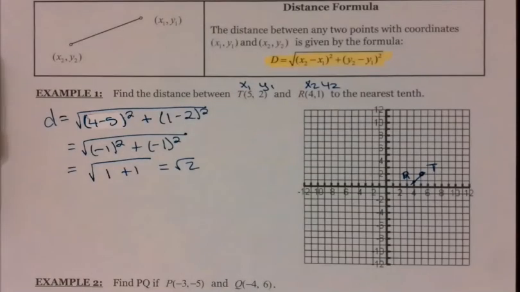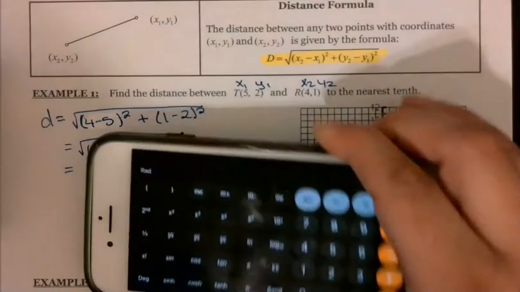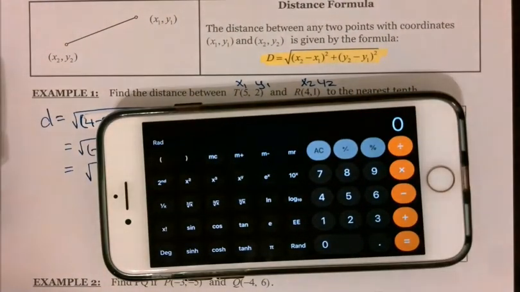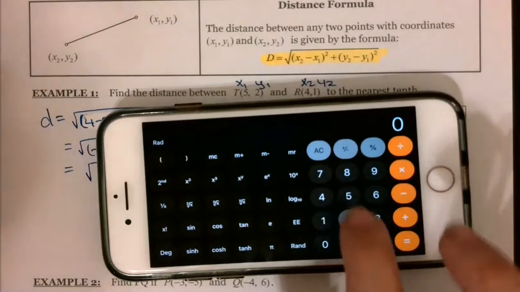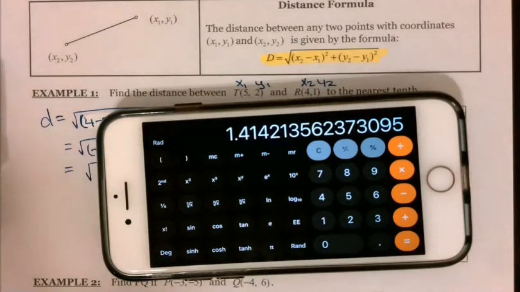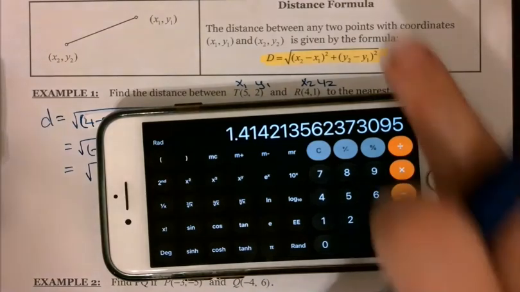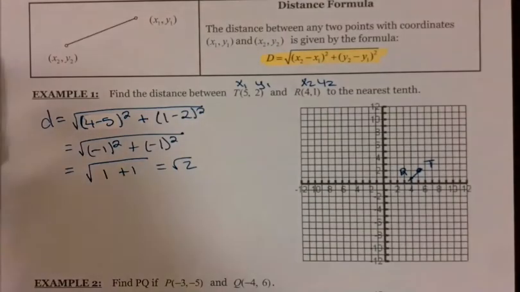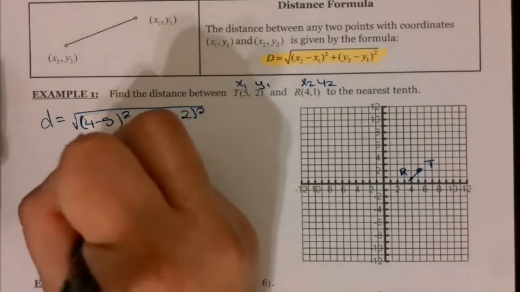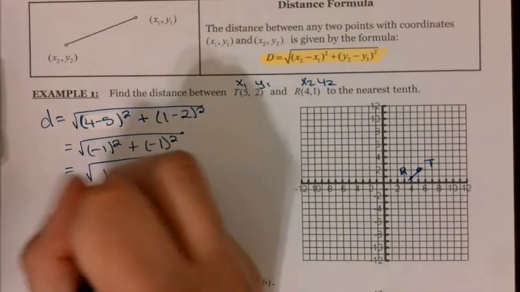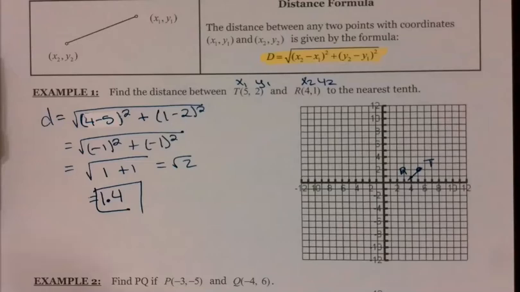I will find on my phone since you probably don't have graphing calculators at home. So I have an iPhone, so if I'm finding the square root of 2, I'm going to type in 2 and then press the square root button. I want to round to the nearest tenth, so it's going to be 1.4 for my answer.